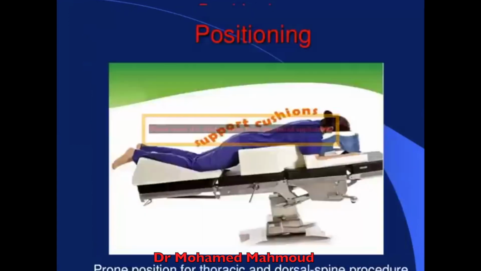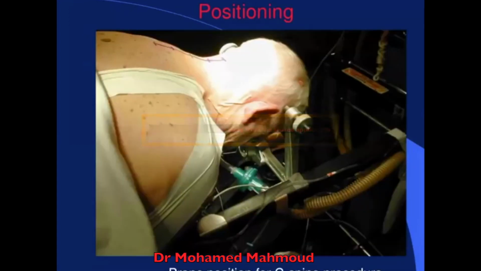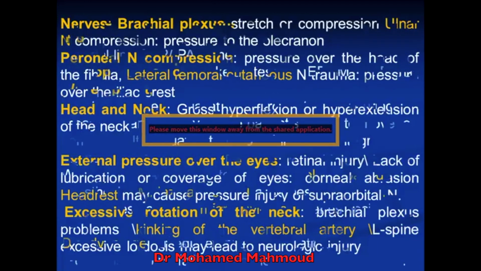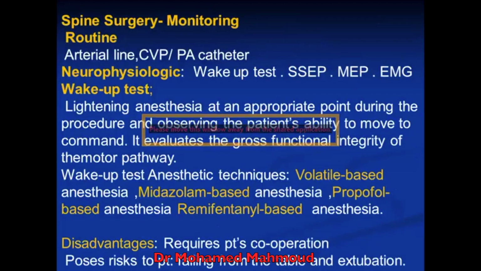Take care of the anesthesia circuit. Sometimes disconnection can occur, so secure fixing of the anesthesia circuit is very important in prone position. Nerve injuries: brachial plexus, as I said before, peroneal nerve compression, lateral femoral cutaneous nerve compression, head and neck not in extreme flexion or extension, external pressure on the eyes, as I said before. There is a lecture about position and complications of position, so I will not give more details about these complications.